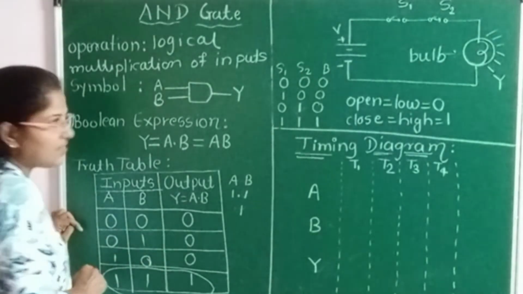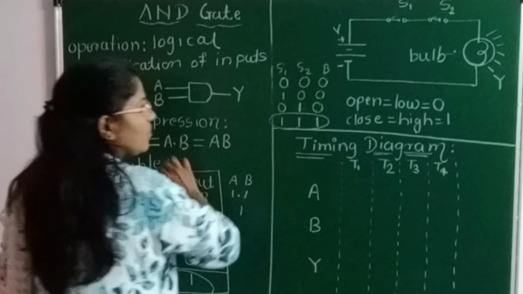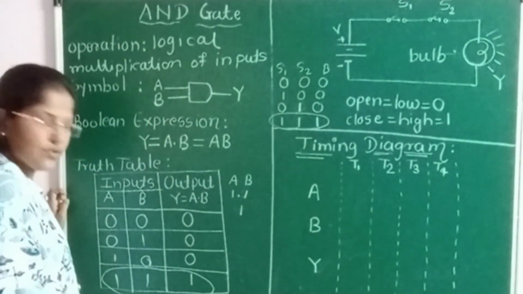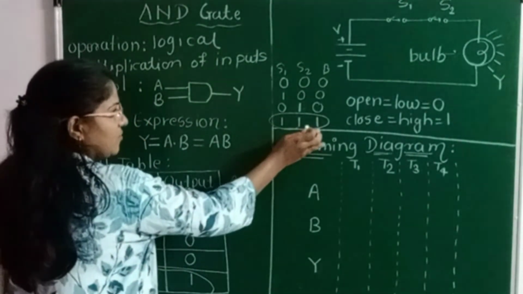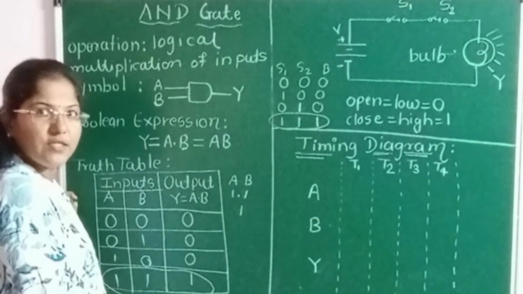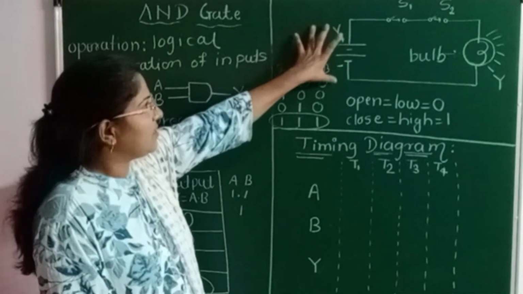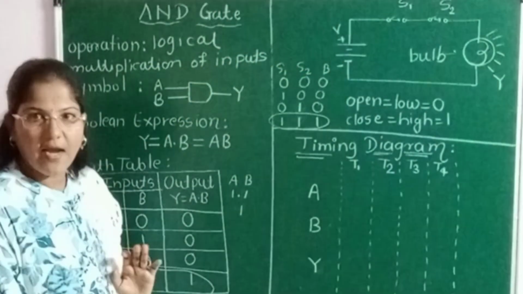When am I getting the output as 1? When both the switches are closed. So the inputs are 1, 1. So the output is 1. You can compare in this truth table. So this is how we can show the circuit diagram by using two switches to represent the AND gate.